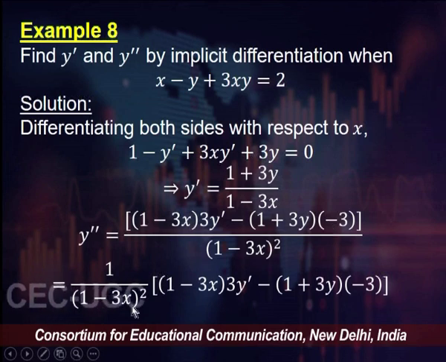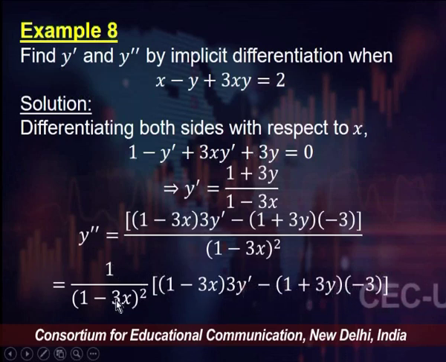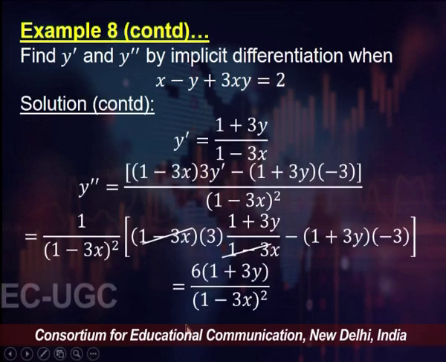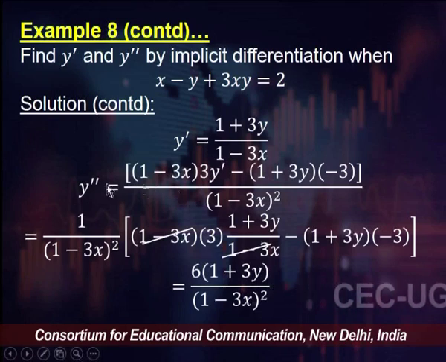And here I can simplify the numerator. What I have done here is brought this 1 upon 1 minus 3x whole squared out just to free up the space. So, yes, y double prime is this expression here if you look at this particular equation.